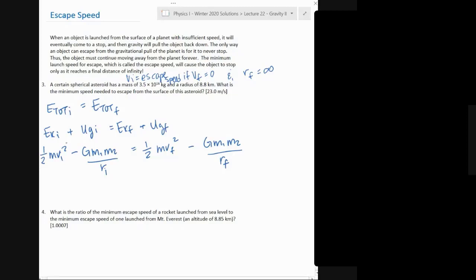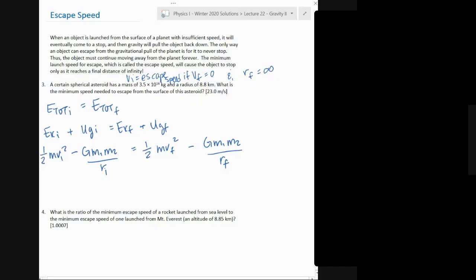So initially, when we're looking at kinetic energy initial, that 1/2 mv squared, what is that m referring to? The mass of what? It's kind of tricky because it wasn't mentioned. Certain spherical, so this is a spherical asteroid. So you're talking about an asteroid, and the question is, what's the minimum speed needed to escape from the surface of the asteroid? So the object we're talking about is whatever the object is that's trying to escape. It's not mentioned in the question because it doesn't matter.